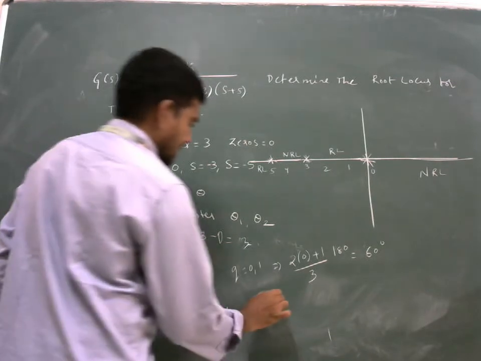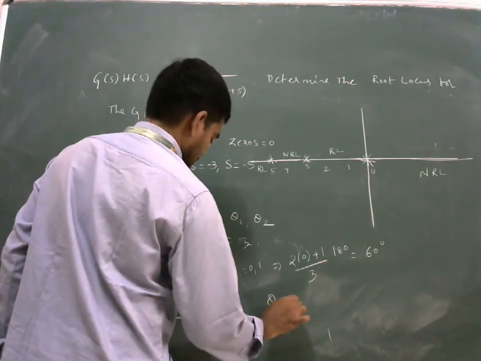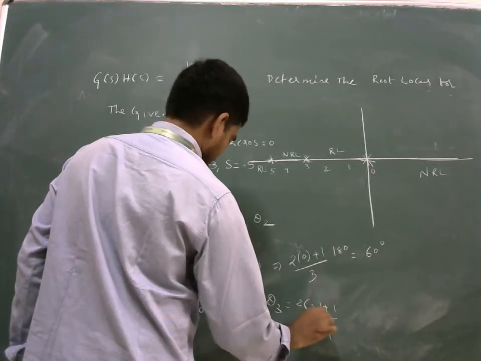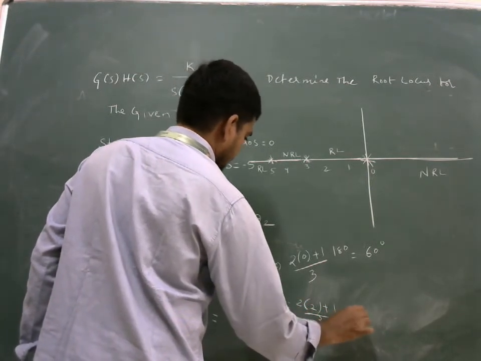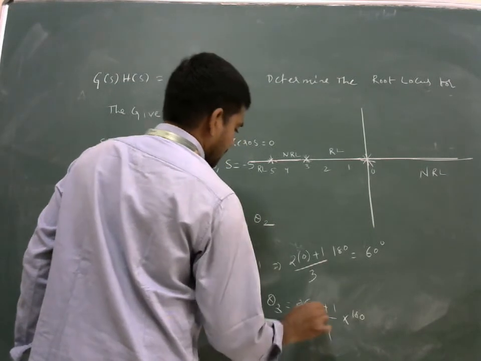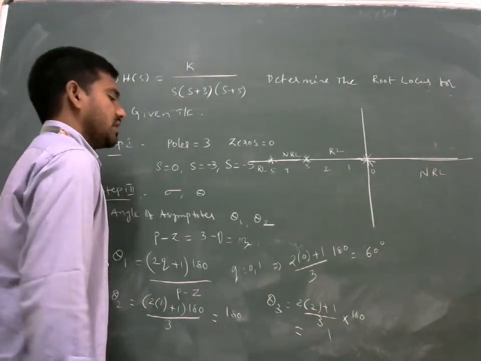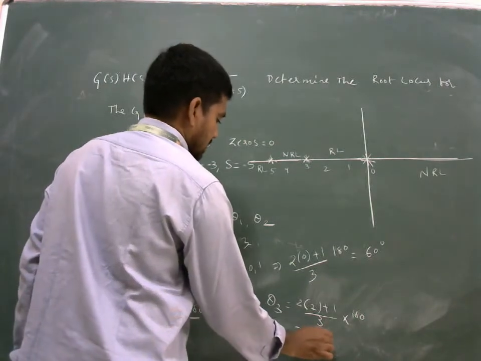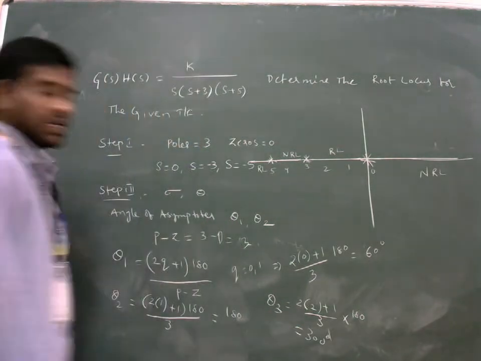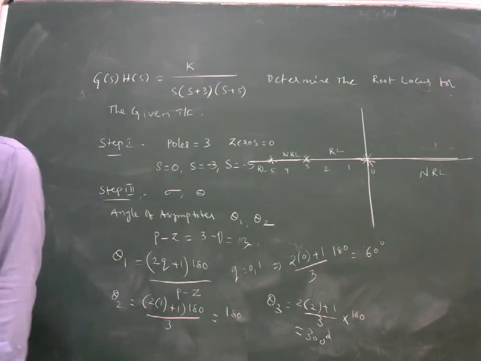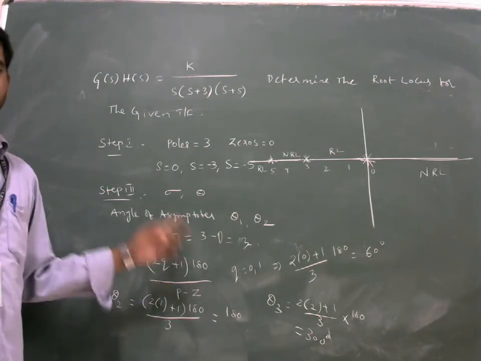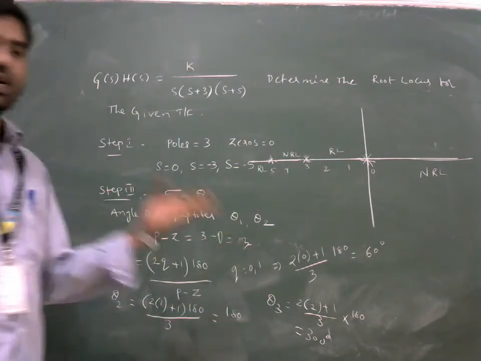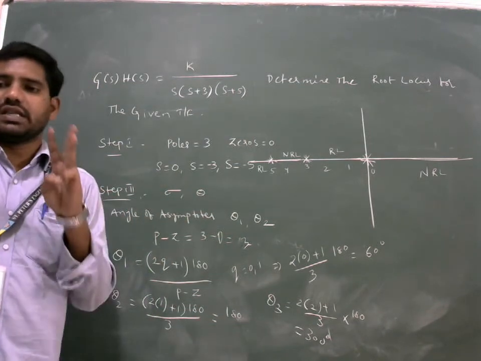Similarly, theta 3 also you need to get. Theta 3 means (2 into 2 plus 1) divided by 3, into 180. How much are we going to get? 5 by 3 into 180, which is 300. So we get 60, 180 and 300. We are getting 3 angles of asymptotes: theta 1, theta 2 and theta 3.